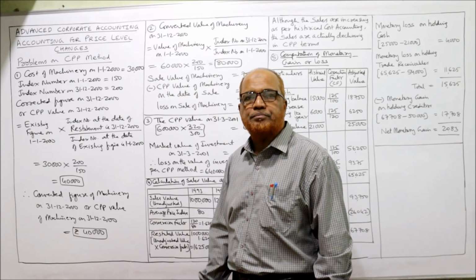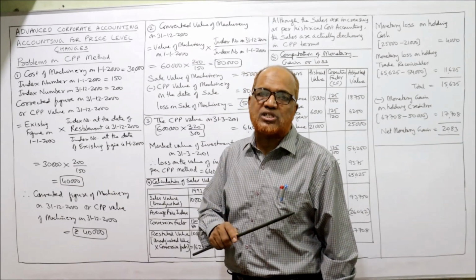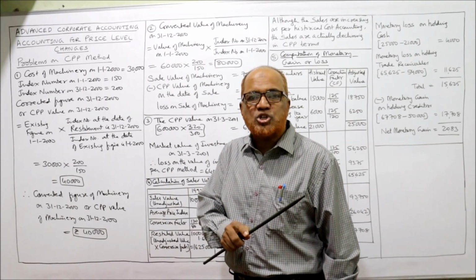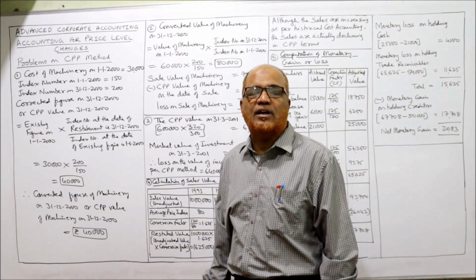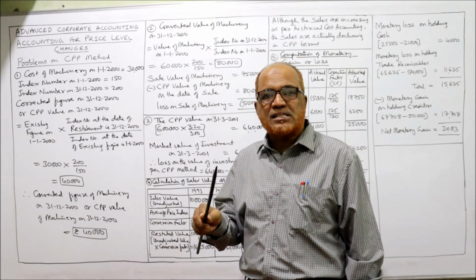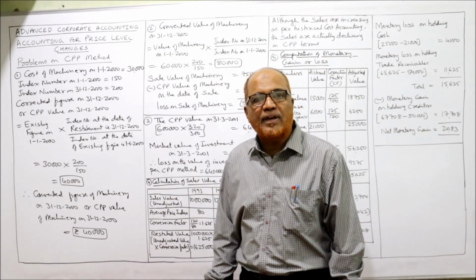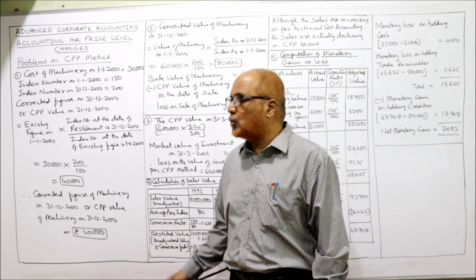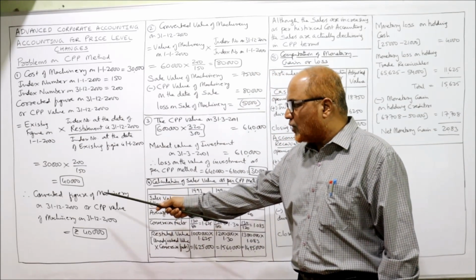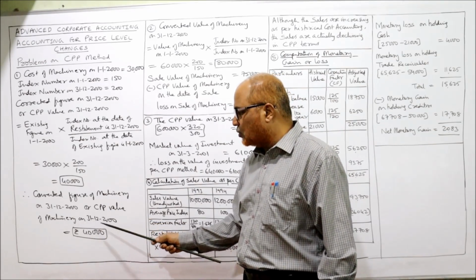It comes to 40,000. According to the historical method, the value of the machinery on 1st January is 30,000, and according to the CPP method, the value of the same machinery at the end of the year is 40,000. How? Existing figure into the index number at the end of the year, 200, divided by the index number at the beginning of the year, 150. So 200 by 150. Got it. First problem completed. Therefore, the converted figure, or CPP value, of the machinery on 31st December 2000 is 40,000.